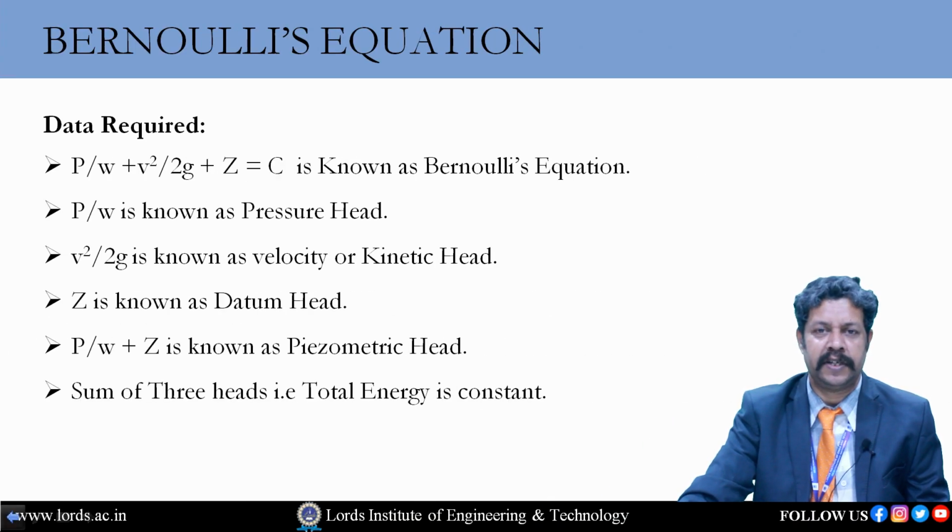What is Bernoulli's equation? We know that Bernoulli's equation is nothing but P by W plus V square by 2G plus Z is equal to constant. So this is known as Bernoulli's equation. P by W is known as pressure head. V square by 2G is known as velocity head or kinetic head. Z is known as datum head. P by W plus Z, that is the sum of pressure head plus datum head, is known as piezometric head. So Bernoulli's equation means the sum of three heads, that is total energy, is constant.